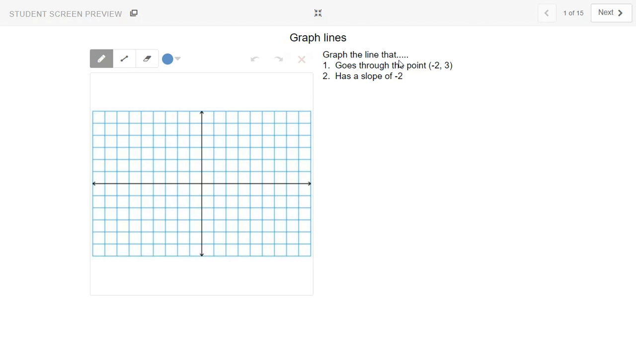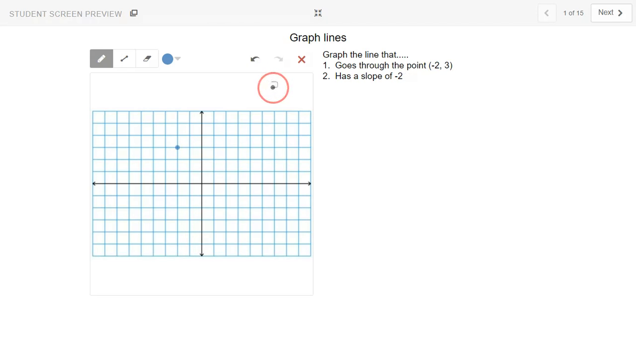But anyway, we have a line that goes through the point (-2, 3). So we start at the origin. The first coordinate, the x-coordinate, tells us to walk to get to the elevator, and then we go up 3. So we go left 2, 1, 2, and up 3, 1, 2, 3, and we're going to put a dot there. Now, we're going to find some more points to plot by using our slope.